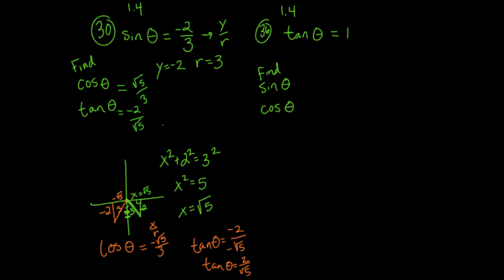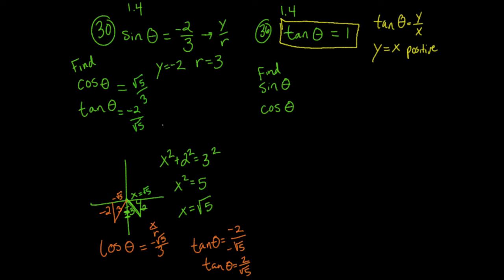Let's look at the tangent of theta equaling 1. Well, what does that mean? Okay, well that tells me that tangent of theta equals 1. I know from ratios that the tangent of theta is y over x, right? So in that case, if it's equal to 1, that means that y is equal to x. Does that make sense? And it also has to be positive.